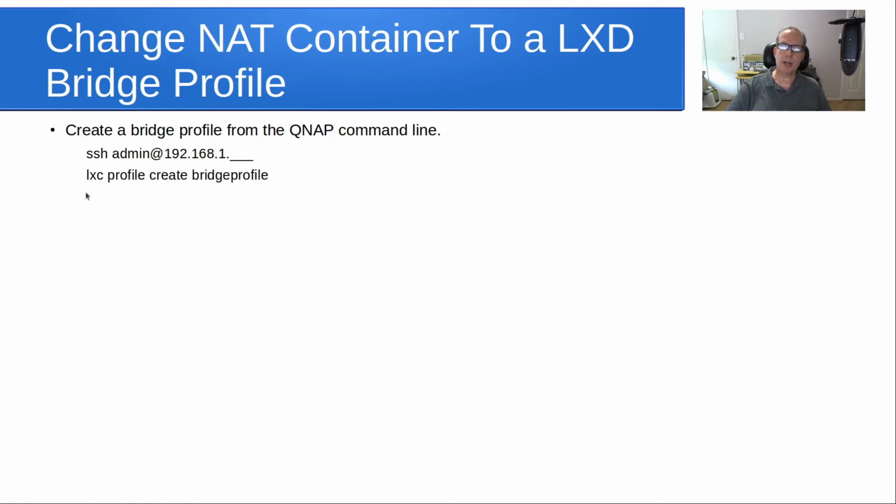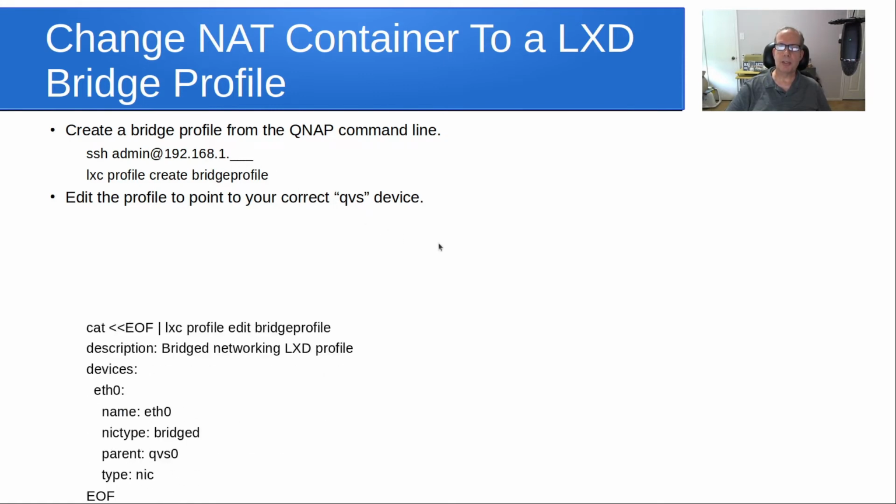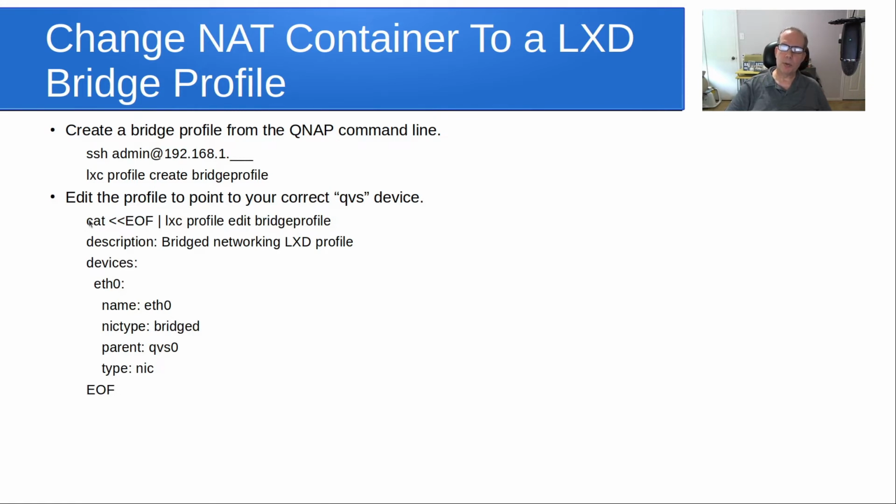Once you do that, we're going to do an lxc profile create bridge profile. That's going to create a profile called bridge profile. You can pick your favorite name, but I just called it bridge profile here. Once you create that, you're going to do an edit to that profile, and you're going to point to your correct QVS device that we went over in the previous slides. So we can do exactly this. You can copy this entire section here with the indents and everything and paste it into your command line, and this will edit that bridge profile to include all these things. But you're going to want to change this parent down here to be QVS, whatever it is that you need on that container to point to the right location.